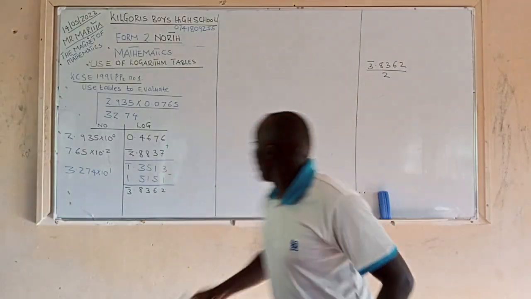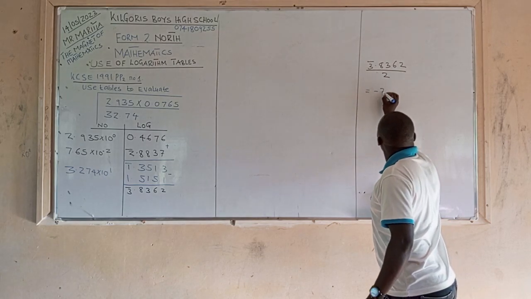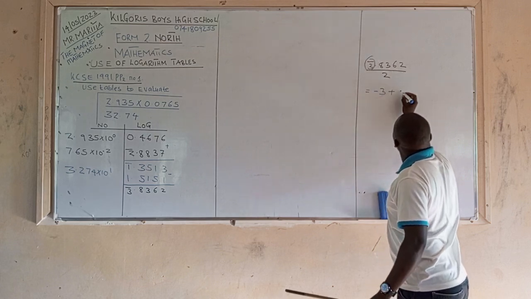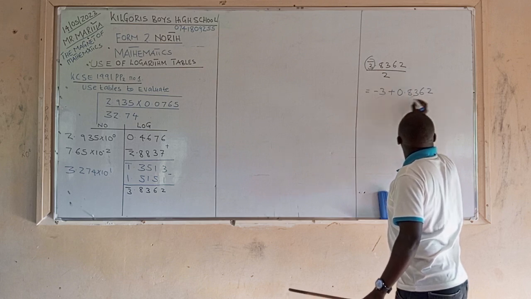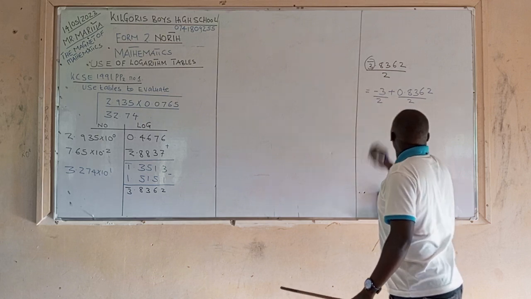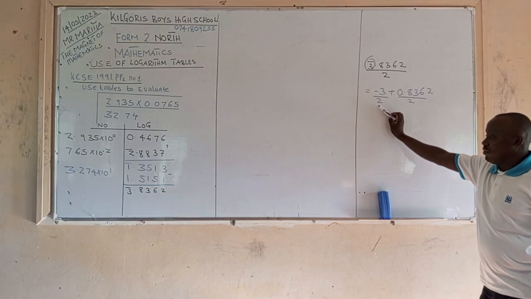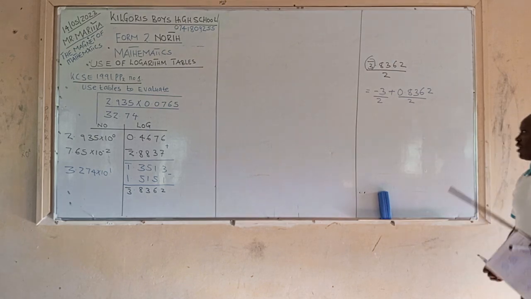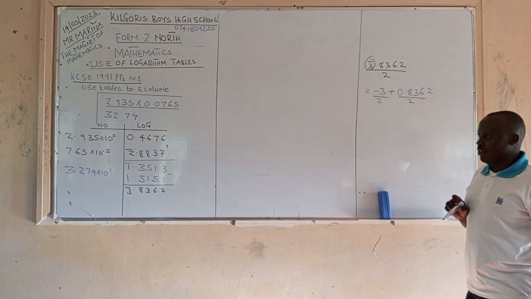So if you separate the characteristic and the mantissa from here, this one is equivalent to negative 3 plus, we have removed the characteristic, so we remain here with 0.8362. You can now divide this one by 2, and then divide this one by 2. But you realize this negative 3 will not be divided by 2. So you make this number divisible by 2 without a remainder. So you subtract a certain number here that will make this number divisible by 2.